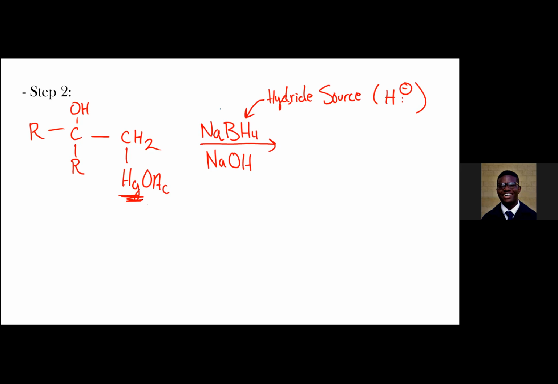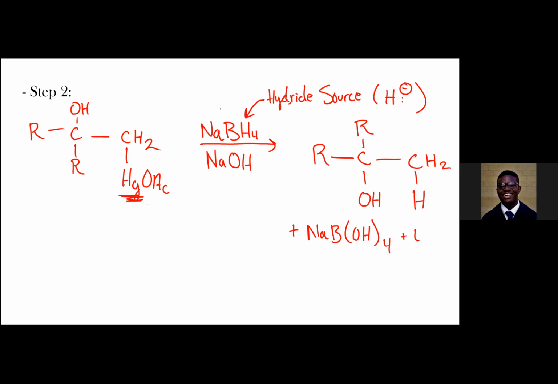And so once you've done that reaction, the final product is going to be R, C, C, R, OH, and now you're going to be replacing that mercury acetate with just a normal hydrogen. And so your byproducts are going to be NaBOH4 and Hg, and it's going to be reduced all the way down to 0. It started off as mercury 2.